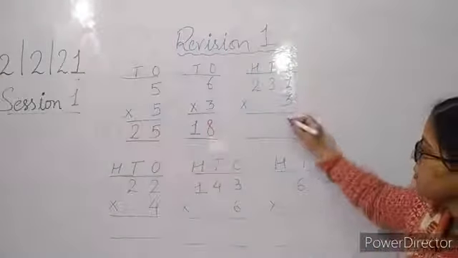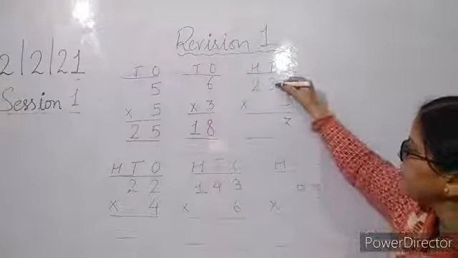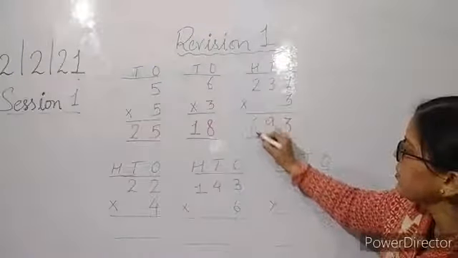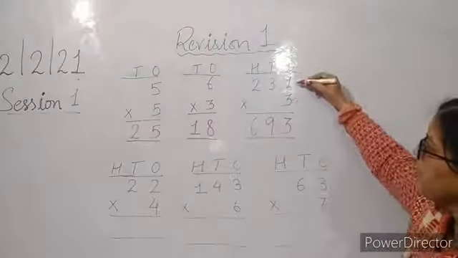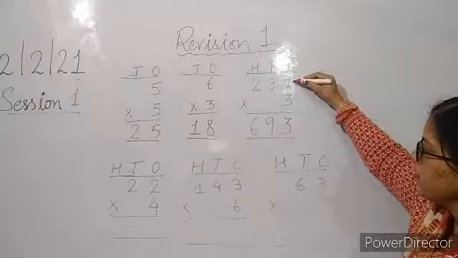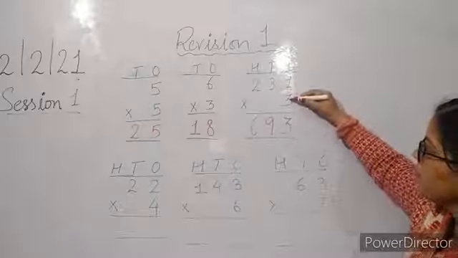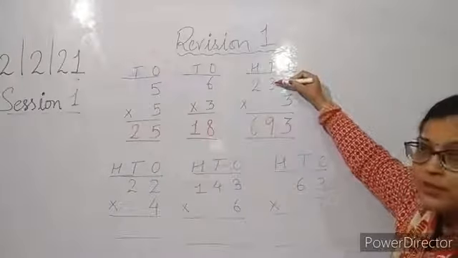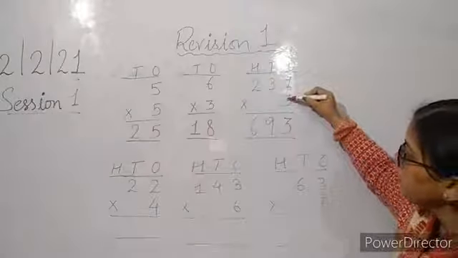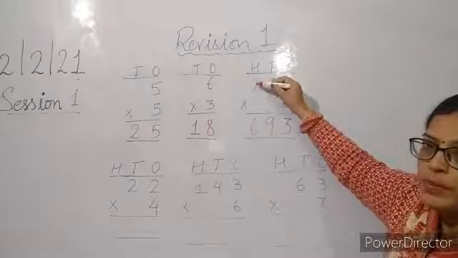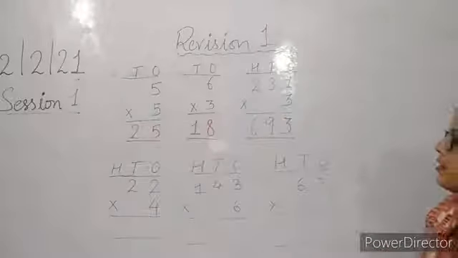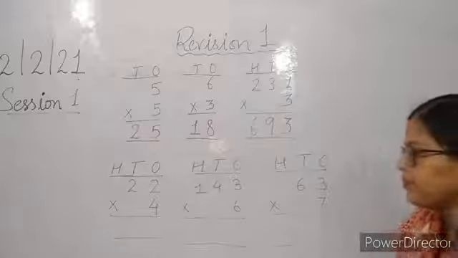So 3 ones is 3. 3 threes are 9 and 3 twos are 6. When we multiply the number by ones place, we'll write the answer at ones place. When we multiply this 3 by the tens place digit, we write the answer at tens place, and when we multiply the digit by hundreds place, then we write the answer at hundreds place. So the answer is 693.